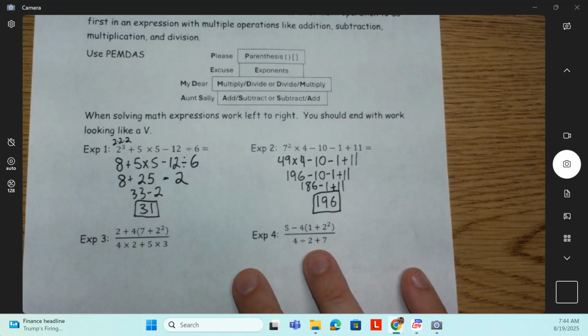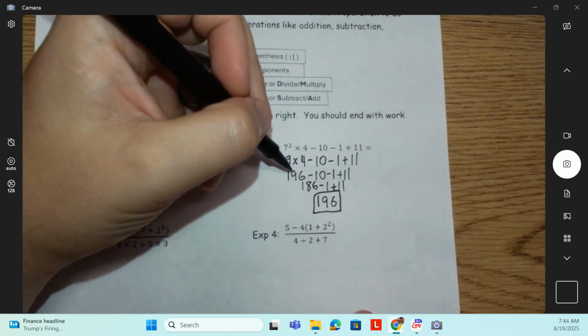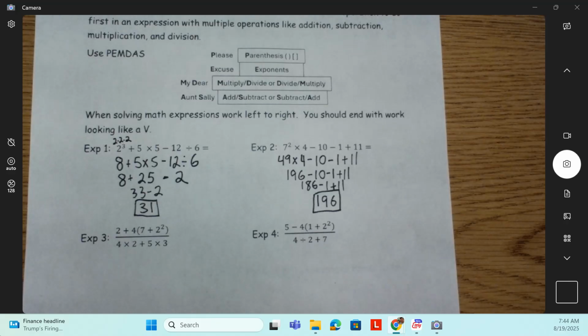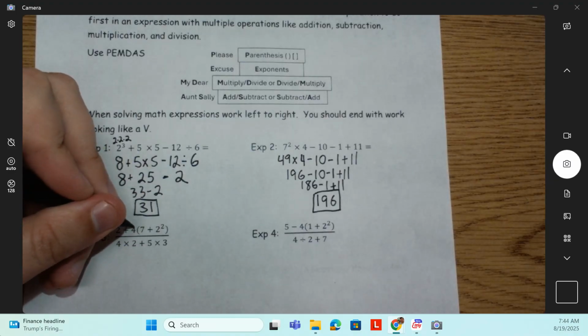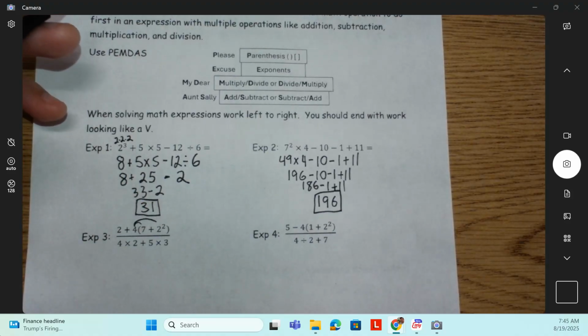So I'm using that one just to show that we need to go from left to right when we've got all that addition and subtraction. Okay, on the next one, and I'm going to skip number 3. Nothing new there other than the distribution here, where I distribute that 4 after I've done 2 squared.